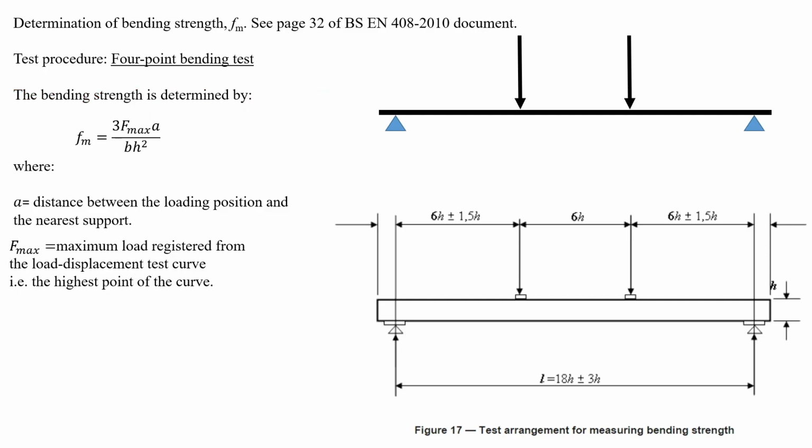Right, FM is the bending moment. It's from this equation here: 3 times F max multiplied by A. Remember, that's A. Divided by the breadth times H squared. It is literally that simple.